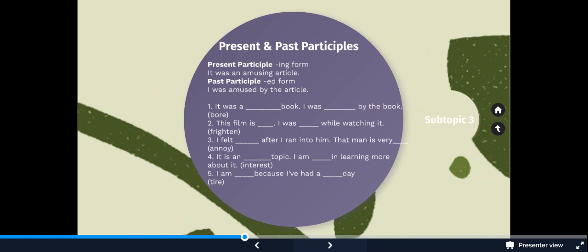Here we have present and past participles functioning as adjectives. Present participles are verbs in their -ing form, and past participles are verbs in their -ed form. Examples for present participles are interesting, frightening, amusing. Past participles are interested, amused, annoyed, etc. The first sentences are taken from your textbook.